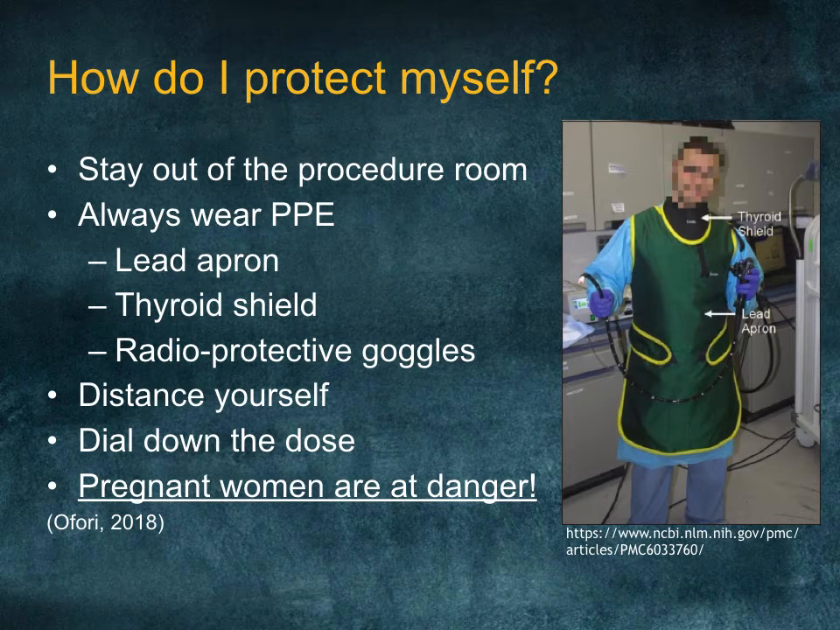Now that you know the risk of ionizing radiation, you should be asking yourself, how do I protect myself? First, you should avoid entering procedure rooms using radiation if your assistance is not needed. Second, you should always wear appropriate personal protective equipment, or PPE. This includes, but is not limited to, a lead apron, thyroid shield, and radioprotective goggles. Third, if you must be present during the use of ionizing radiation, try to stand as far away as possible from the machine emitting radiation. Last, use the lowest amount of radiation as possible with every procedure.